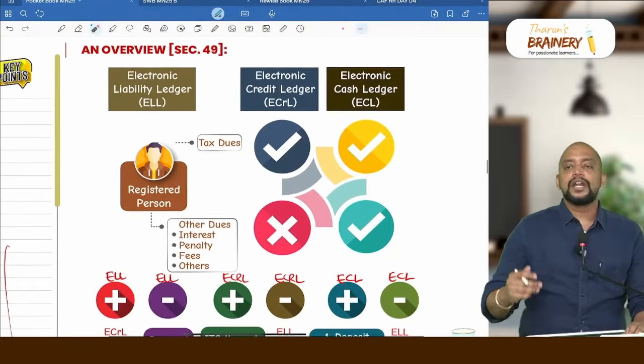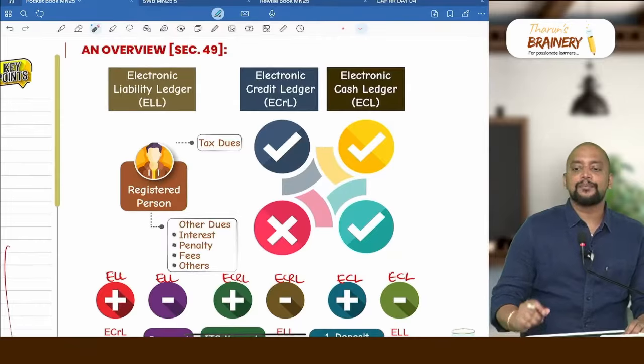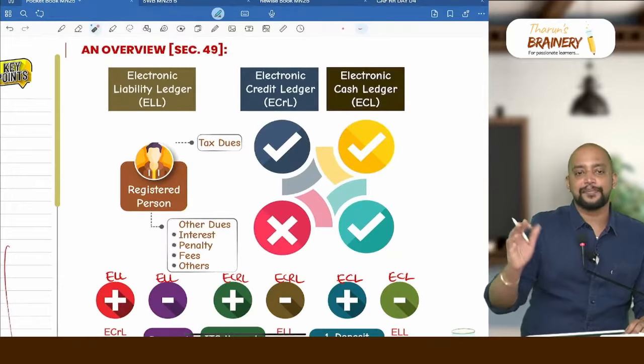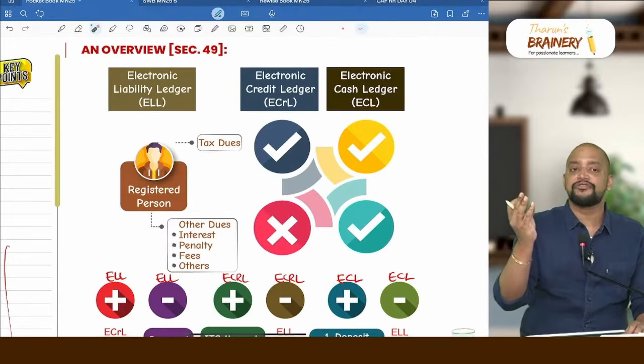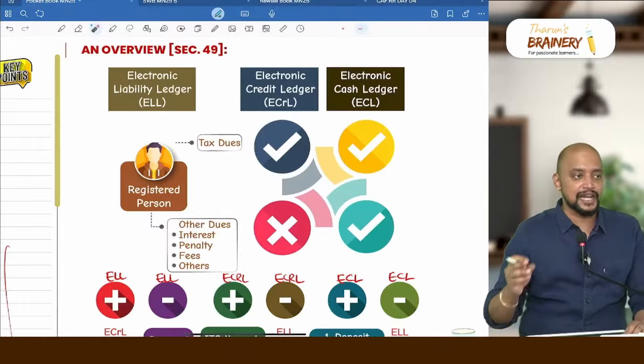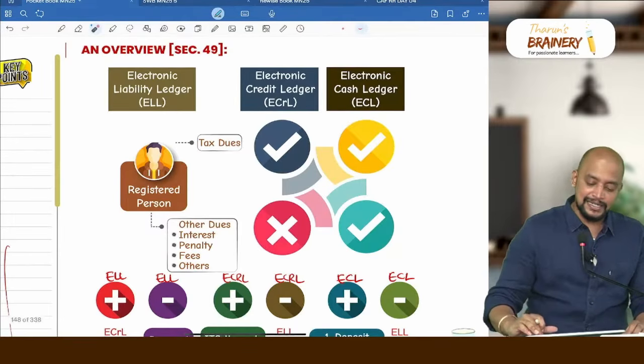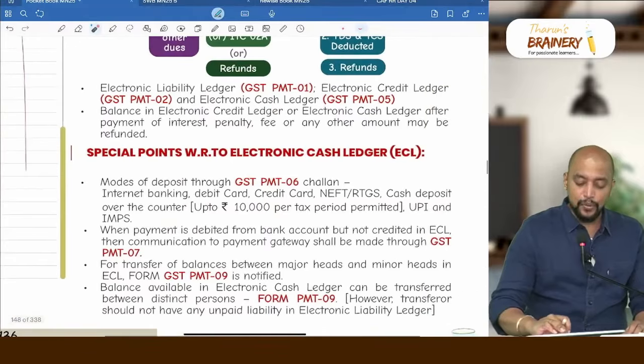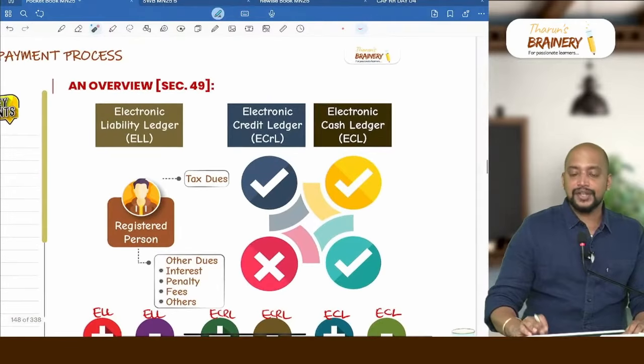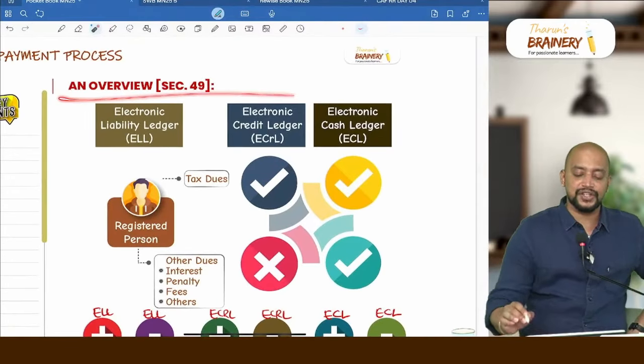Only one section is left, so we'll complete that section. With that, this chapter is also over, because we completed section 50, interest on account of delay in payment, etc. So please look into page number 136, an overview of section 49.